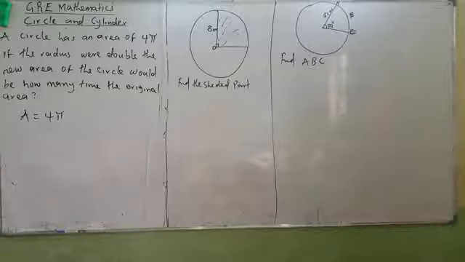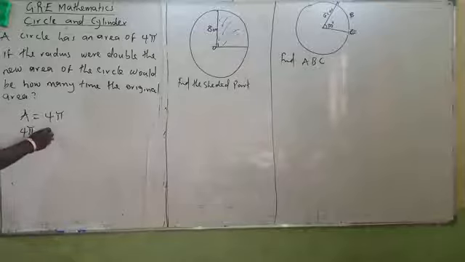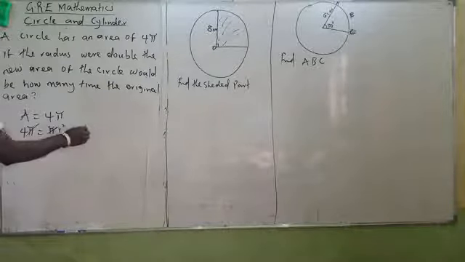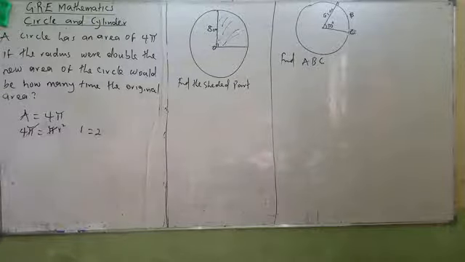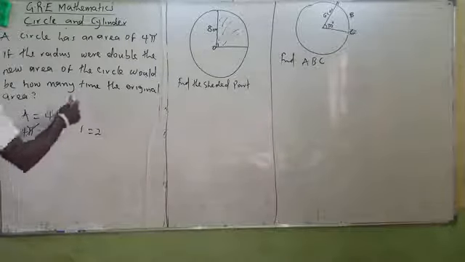Now, when you have something like this, it is a very technical word problem. What you just need to do, the area, we all know that area equals 4 pi equals pi r squared. It means this will cancel this. My r equals 2. Now, the question said the radius is doubled.